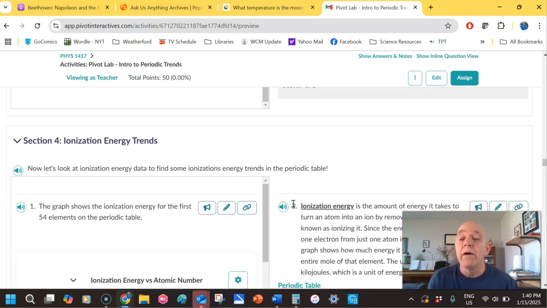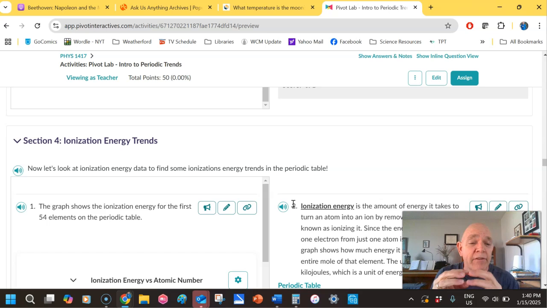All right. Now, the next two sections, one's ionization energy. I don't talk about that one as much because it's very similar to the next one, which is electronegativity. But just to go over it real quickly, ionization is how much energy does it take to remove an electron. Okay. Electronegativity is how tightly does the atom hold on to the electron. Okay. So they are going to be kind of similar.